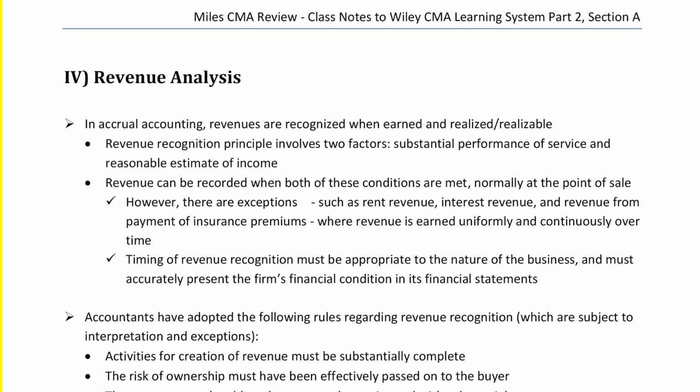So in accrual accounting that we use for GAAP, revenues are recognized when they are earned and realized or realizable. So the revenue recognition principle involves two factors. Number one, substantial performance of service. That means the revenue is earned. And number two, reasonable estimate of income. That means the revenue is either realized or realizable. So revenue is recorded when both these conditions are met, which is normally at the point of sale.